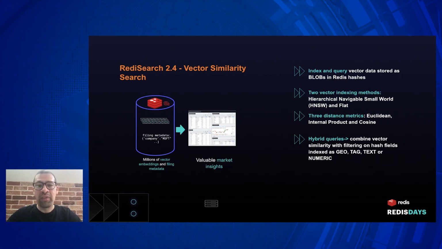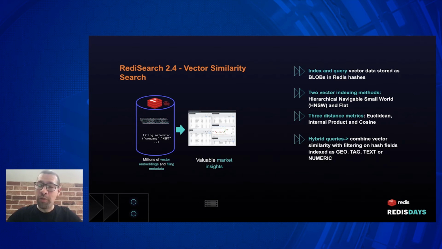Uploading the paragraphs, the embeddings, and the rest of the metadata in the filings into Redis hashes was relatively straightforward. Redis Search 2.4 ships with the right capabilities to make this task simple. With it, you can index and query vector data stored as blob in Redis hashes. You have a choice of two popular vector indexing methods. It also supports three distance metrics to compare the distance between vectors.